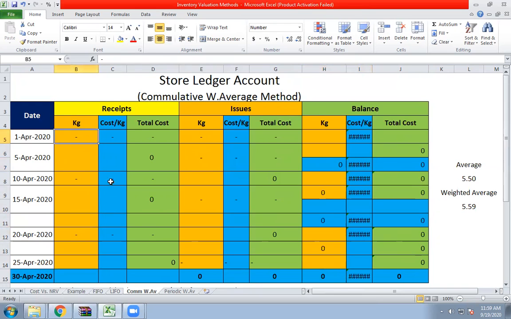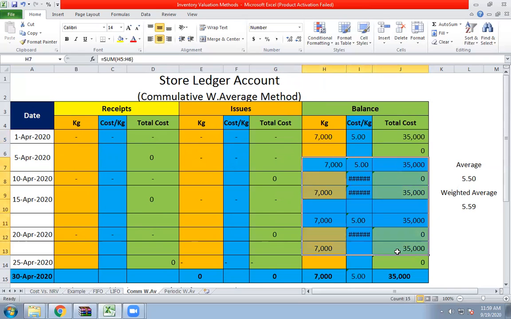First of all, I have 7,000 kg in stock. So I will definitely record this 7,000 kg. And the total value of the 7,000 is 35,000, producing a value of 5 per kg. Do not look at these figures. These have some formulas, and we shall see how these are calculated. So I have recorded my opening stock on 5th April.